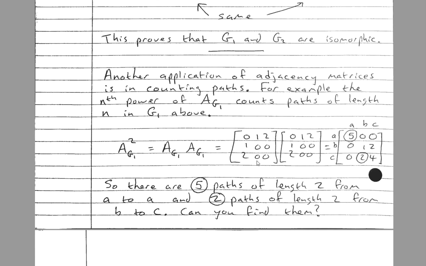Okay, so powers of the adjacency matrix let you count paths. If you're counting paths of length 3, you need to multiply by another A sub G1, so you need a third power to count paths of length 3, a fourth power for paths of length 4, and so on.